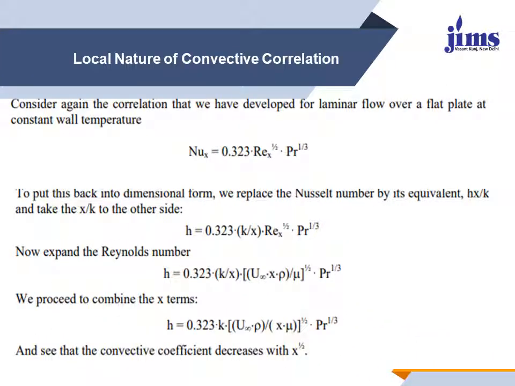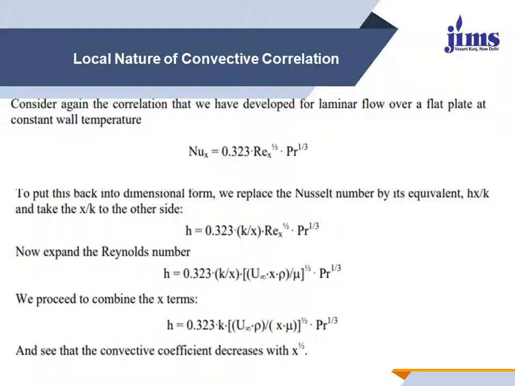The next is the local natural convective correlations. There are several types of correlations generally used. This is Nu_x is equal to 0.323 multiplied by Reynolds number to the power 1 by 2, Prandtl number to the power 1 by 3, where Re_x represents the local Reynolds number and Pr represents the Prandtl number. To put this back into dimensional form, we replace the Nusselt number by its equivalent hx divided by k and take x divided by k to the other side.